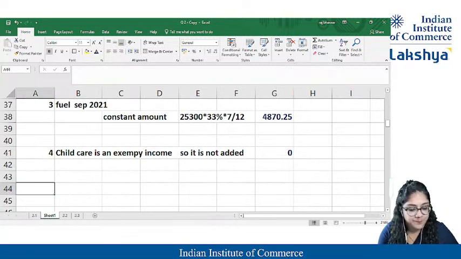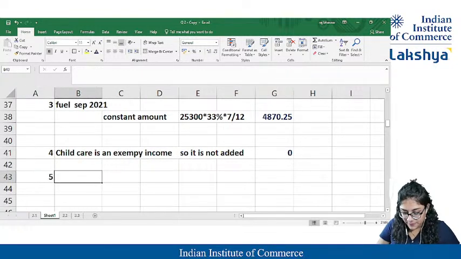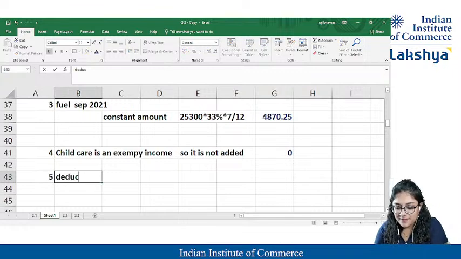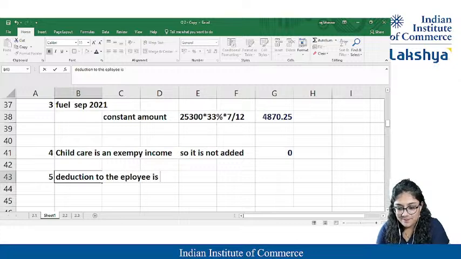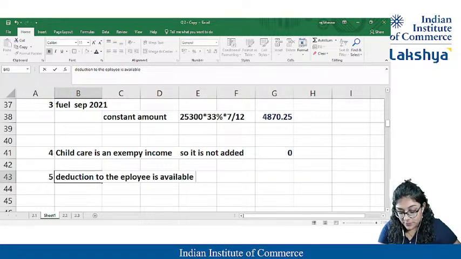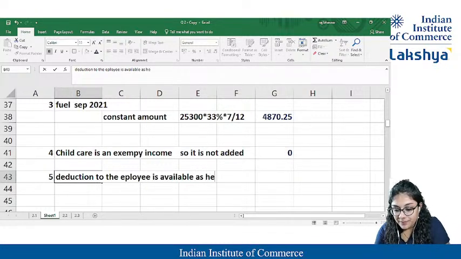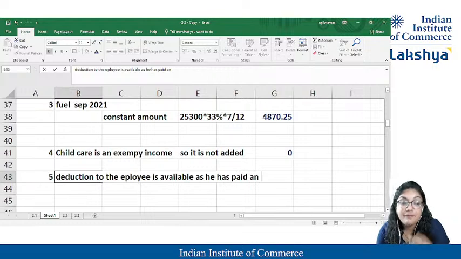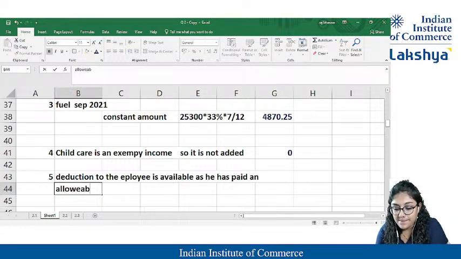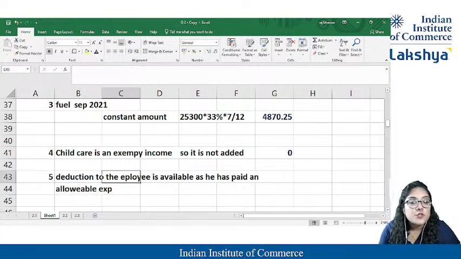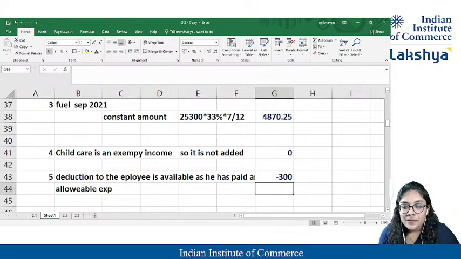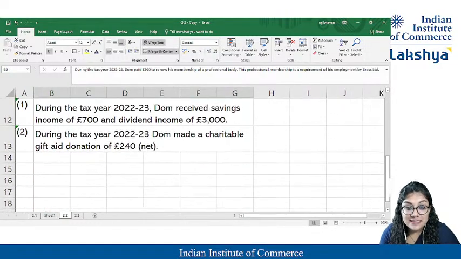300 over here, the fees that he has paid. So yes, we get a deduction. The deduction is available to the employee as he has paid, and it is an allowable expenditure. So out of his salary, he'll have minus 300. Okay, cool. Students, isn't it easy? It's easy, right?